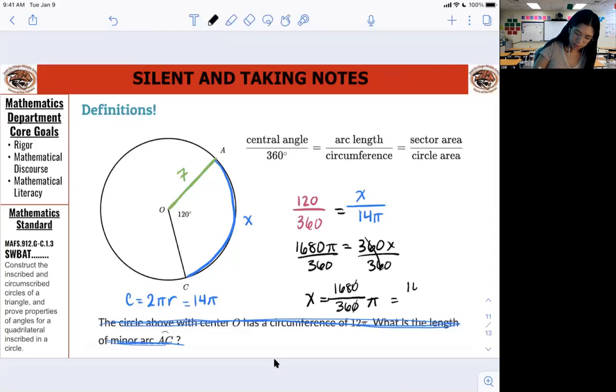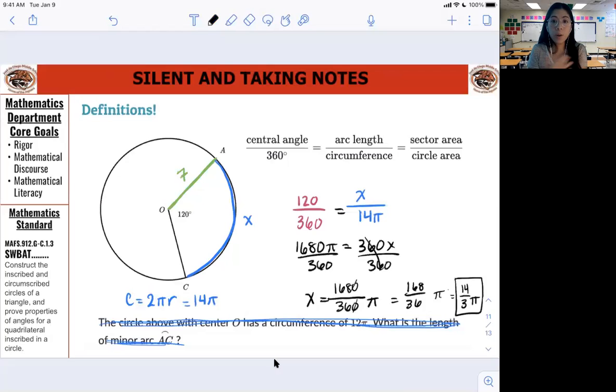So we got 168 over 36. A bigger number is 12. What's 168 divided by 12? 14. So 14, and then 36 divided by 12 is 3. 14 over 3 pi.